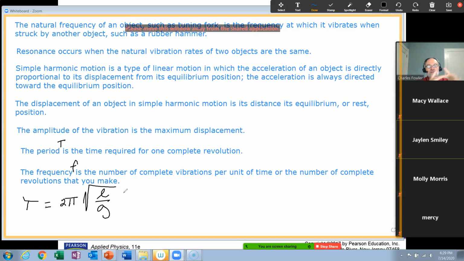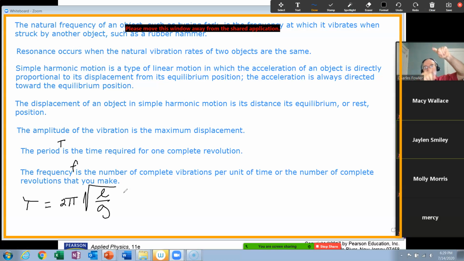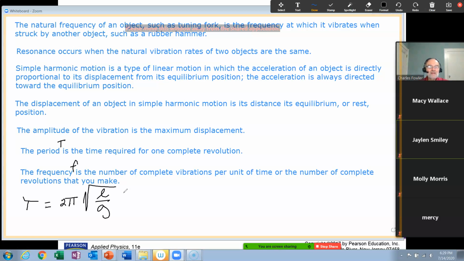At the bottom of the pendulum is usually a mass. The mass is immaterial here. It doesn't matter if it's a heavy mass or light mass. All that matters is the length and the acceleration due to gravity. 2 pi is a constant. Square root's just an operator. G is a constant, so the period depends on the length.